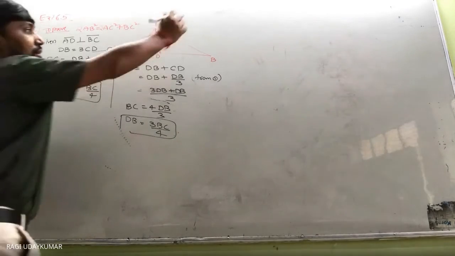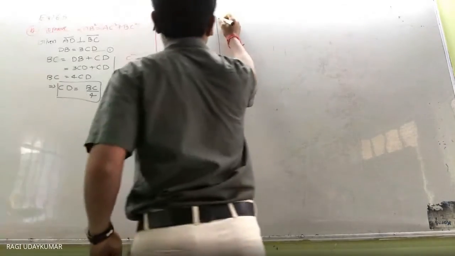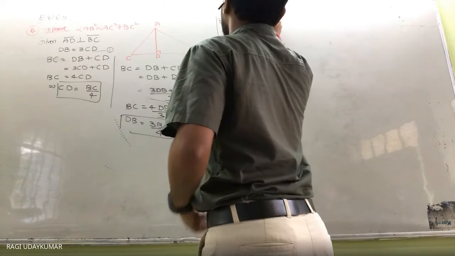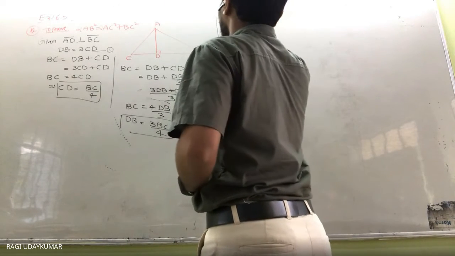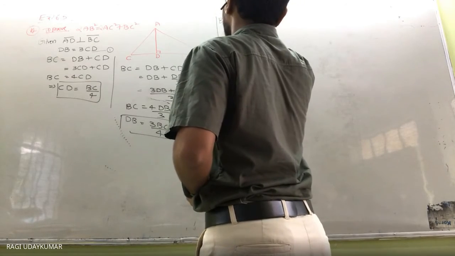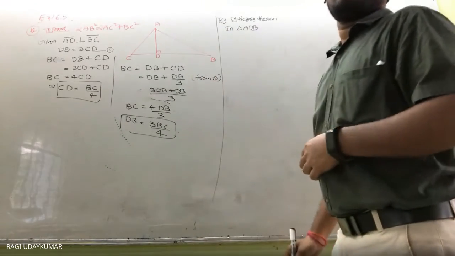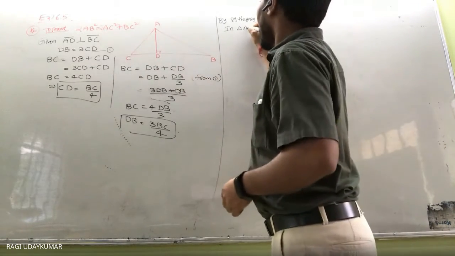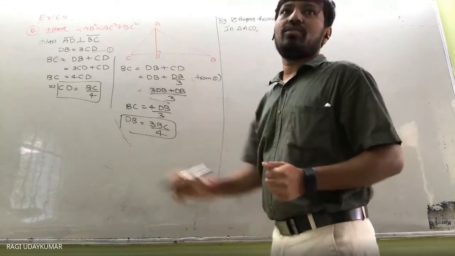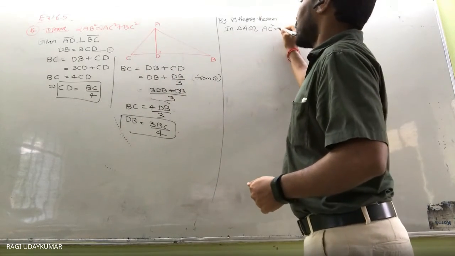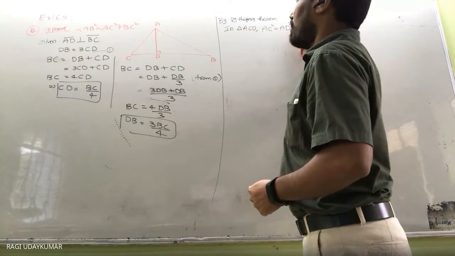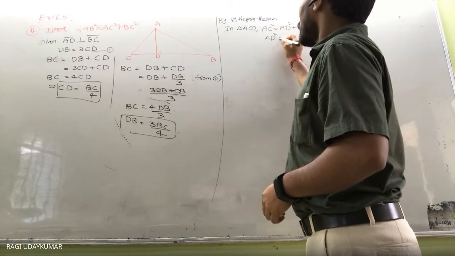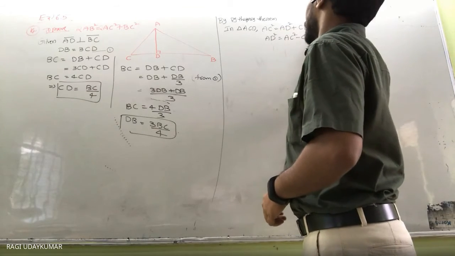Because now by Pythagoras theorem, in triangle ACD, apply it. What do you get here? AC square is equal to AD square plus CD square. So AD square is equal to AC square minus CD square.